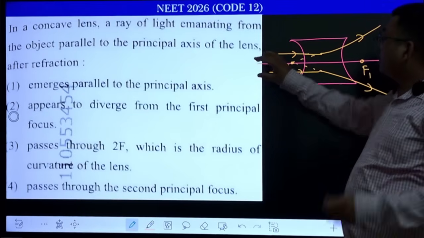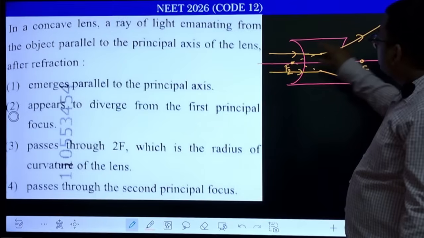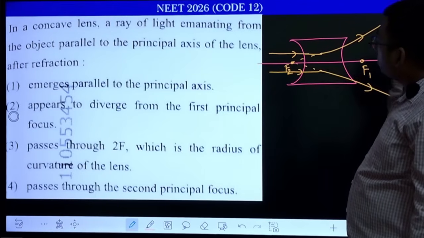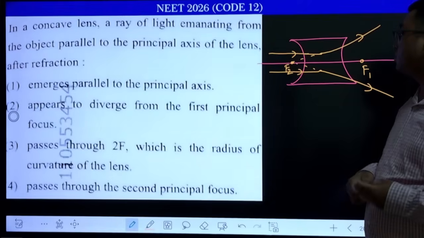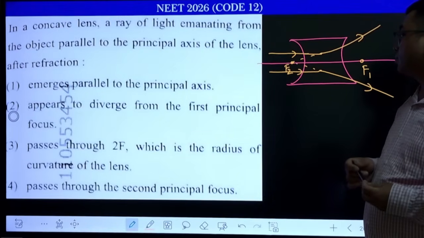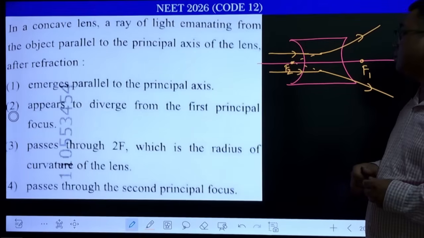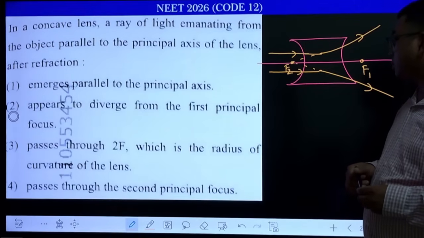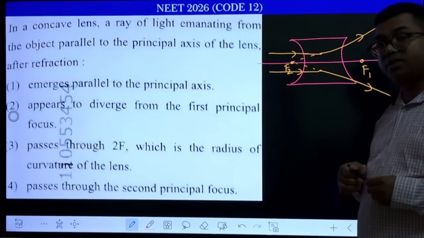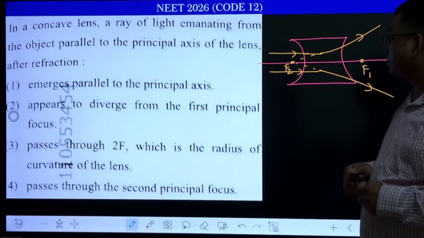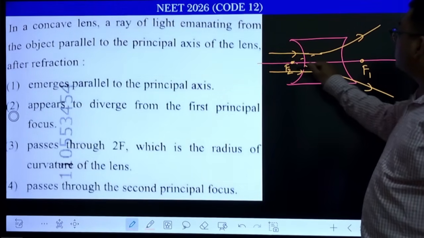So when the light is coming this way, it will appear to be diverging, but it will appear to be coming from this F2, which is the second focus. Appears to diverge from the first principal focus, I think that should be second principal focus. Passes through 2F, that is not correct. Passes through the second principal focus. Appears to pass through the second principal focus, that might be correct. Appears to pass, because it is not coming out, but appears to pass.